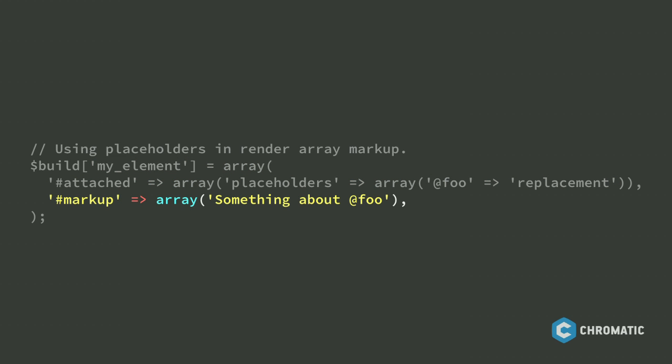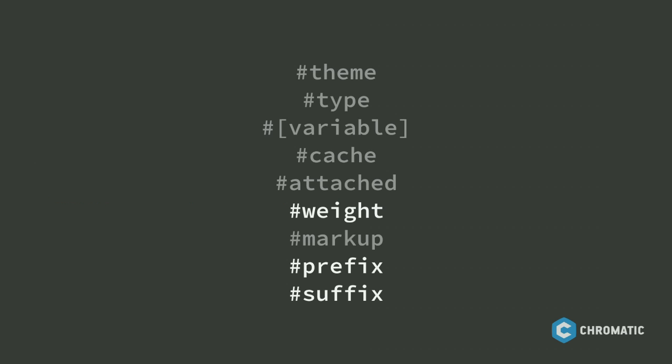And this example also shows another reserved property for render arrays, which is markup. You might see this quite often when we are forced to build a render array, but we don't want to run it through a given theme hook or render element. We just want to return some simple markup, and that's what you do with markup. So that's cache, attached, and markup.